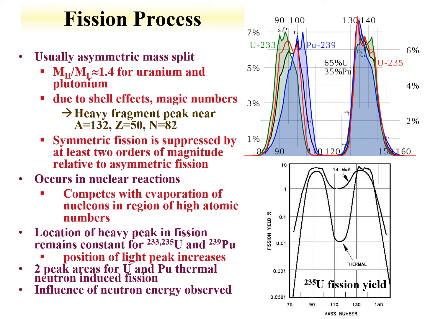So as we've seen, the location of the heavy peak pretty much remains constant for the uranium isotopes and the plutonium-239. We see the lighter peak increasing. We can also see an influence of neutron energy, as seen here. This is for the uranium-235 fission yield with difference between thermal neutrons and 14 MeV neutrons. The obvious change is that as we increase the energy, this middle section, the yield goes up. What we're seeing is that we're kind of washing out some of the shell effects with higher energy.